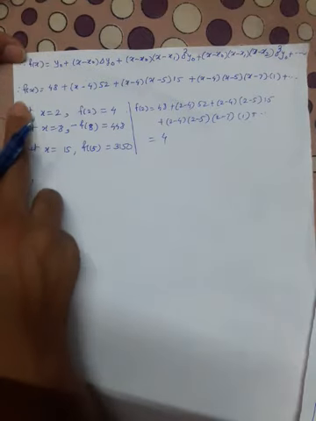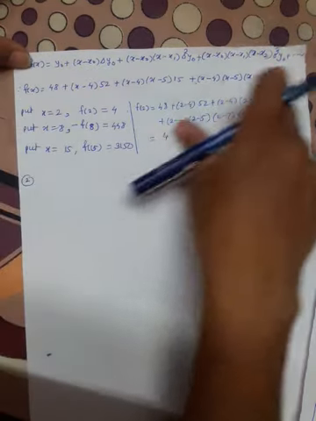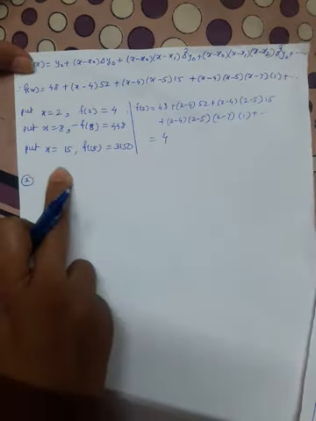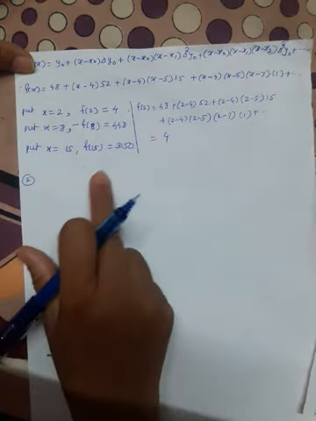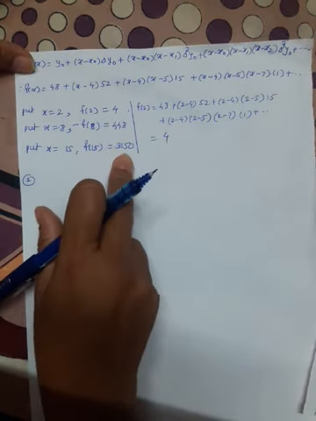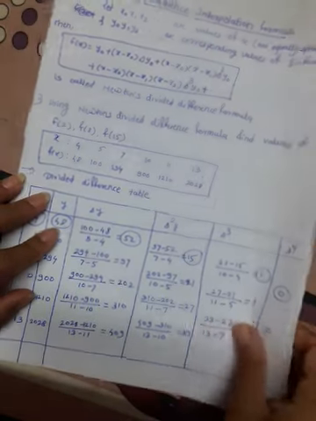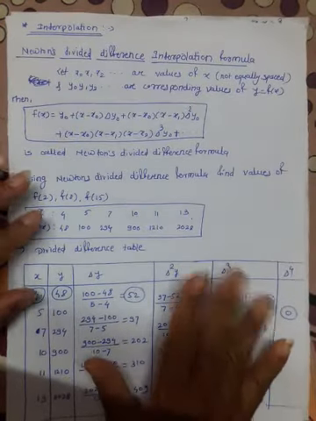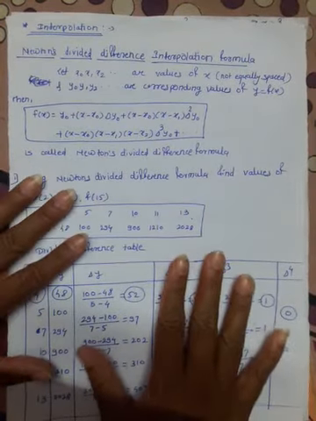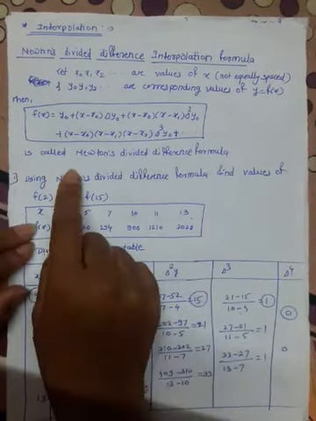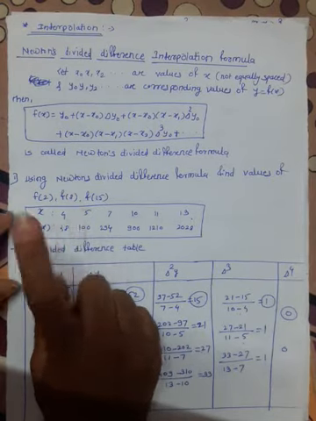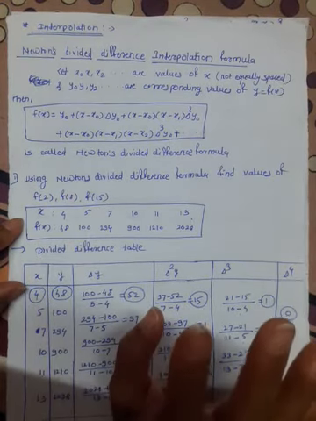For x equal to 8, put x equal to 8 here. Everywhere we get 4, 4, 8. Put x equal to 15 everywhere, we get 3150 as the answer for the function at a particular point. In this way, this is called Newton's divided difference interpolation formula, to find the function if the x and y values are given.